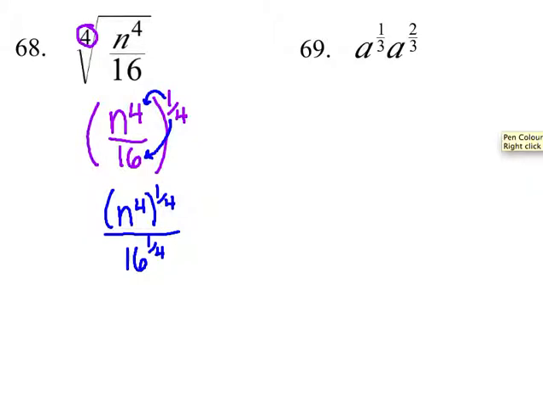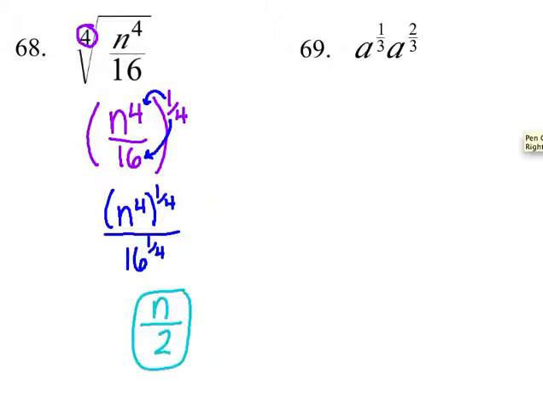So what do I do with the 4 and the 1/4? Do we remember power to a power? Multiply them, yep. So if I take 4 times 1/4, what does that give me? 1. So my answer is really n over. Now 16 to the 1/4 means what number times itself 4 times gives me 16? 2. Because if you do 4 times 4 times 4 times 4, that's not going to be 16. But 2 times 2 times 2 times 2 is. Okay, so your answer in that case is just n over 2.